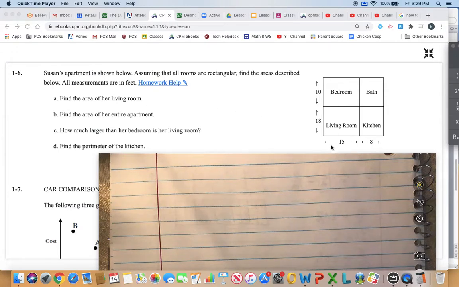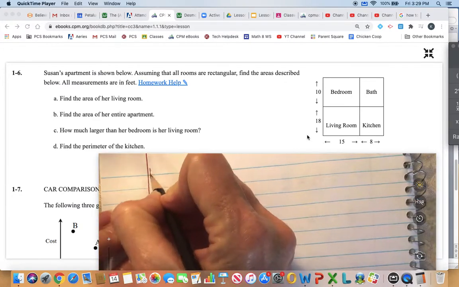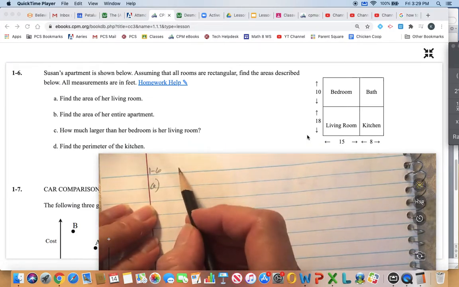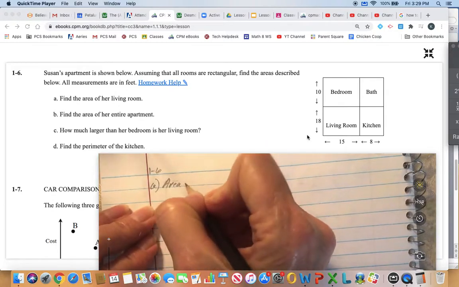Okay, so if we look over here at the diagram, we see that the living room has two dimensions, 18 feet by 15 feet. And when we're finding area, we need to multiply together one dimension times the other dimension. So let's go to our paper and write the problem number first and the section we're working on, A. And we're going to find area of the living room.